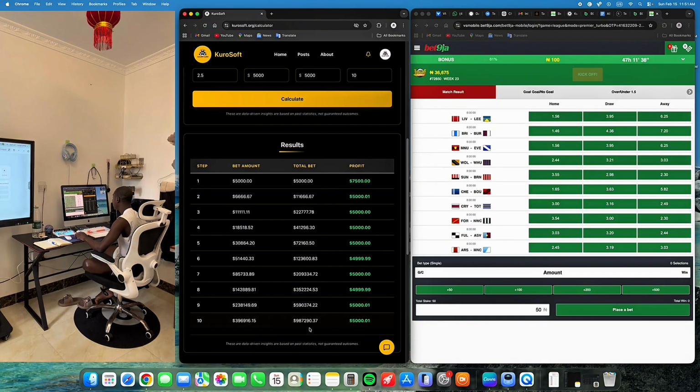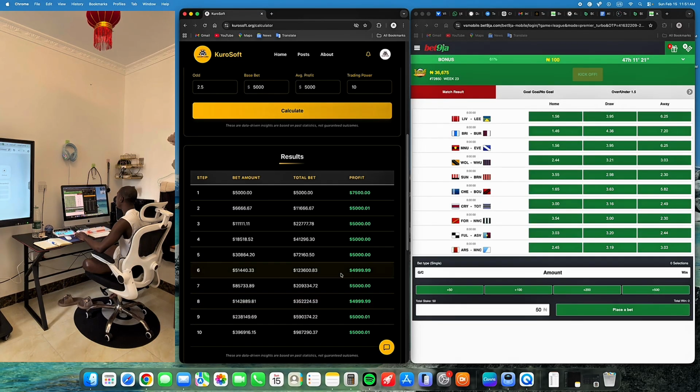Now, you can see that the capital required at this point is 987,290 naira. It is what you're using to find a profit of 5,000 naira. If you have almost a million naira, just about 15,000 short, is it worth using about 1 million naira to chase 5,000 naira? That's what you also need to consider.